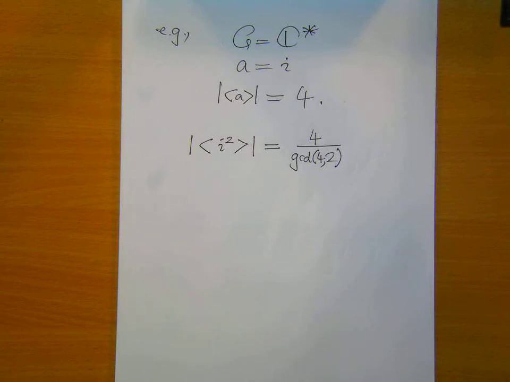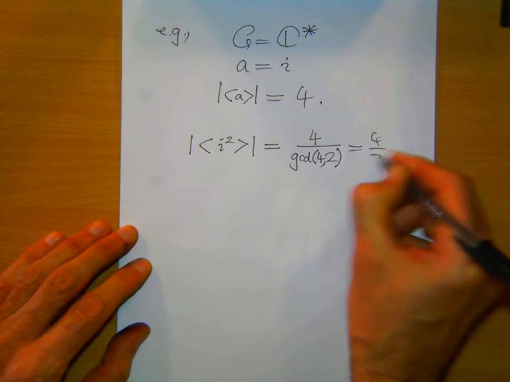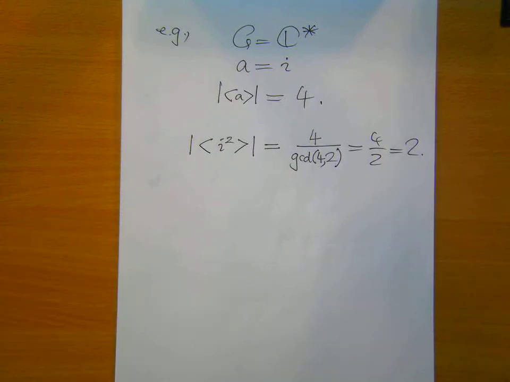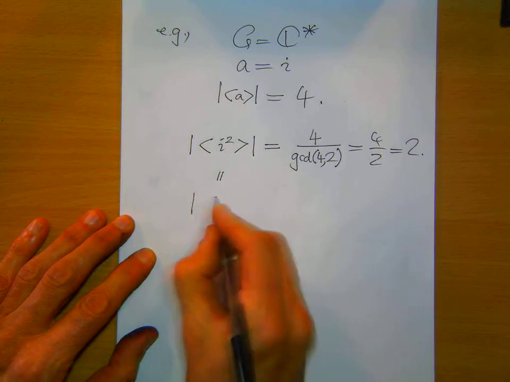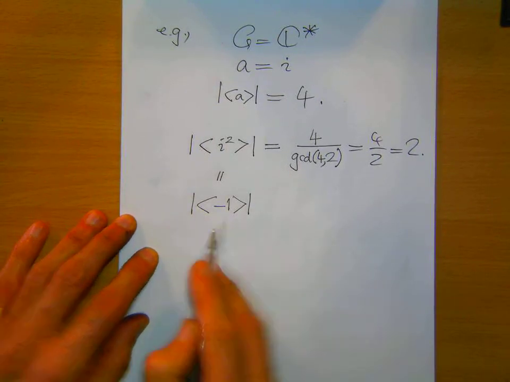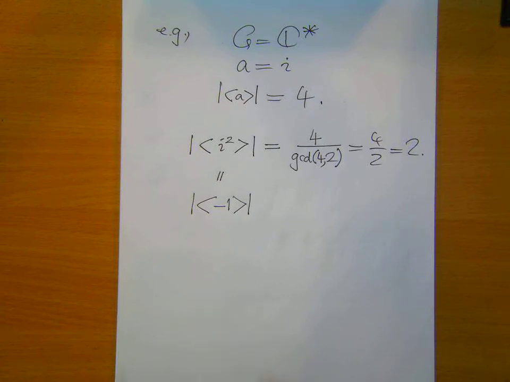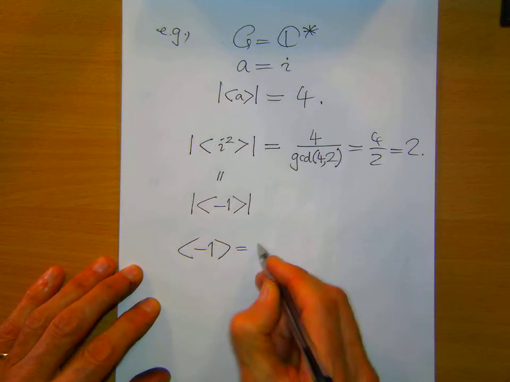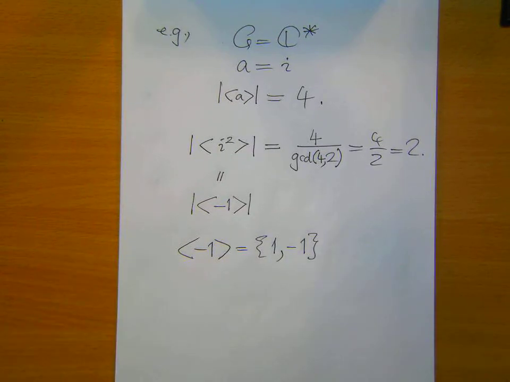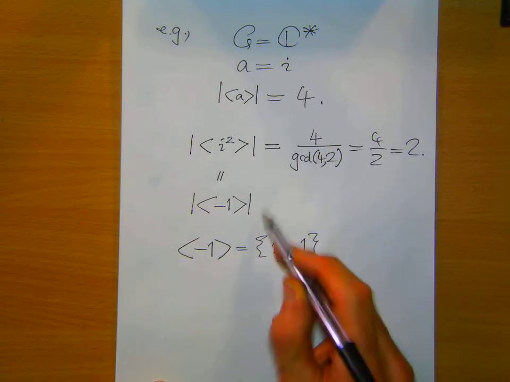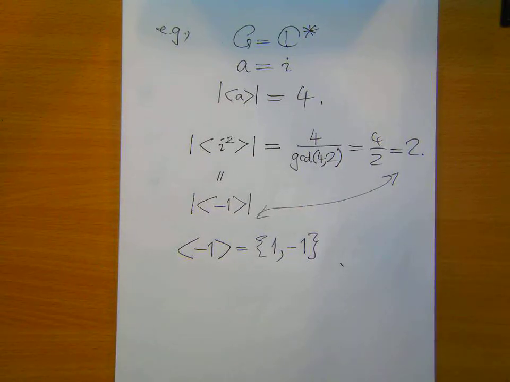So that's 4 over 2, which is 2. But we could do it by hand, because i squared is minus 1, and minus 1 definitely does have order 2, because the powers of minus 1 are plus 1 and minus 1. Those are the only powers we get. It's got order 2. The first positive power for which we get back to the identity is 2. So that does match up, as we knew it should do because we proved the formula.